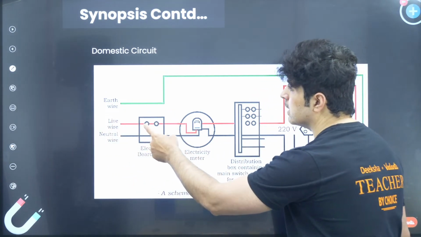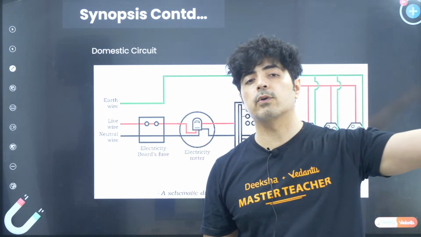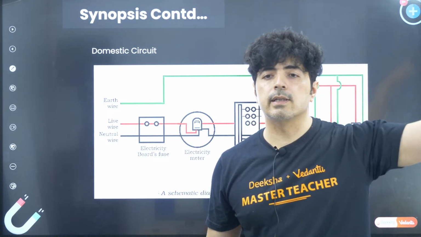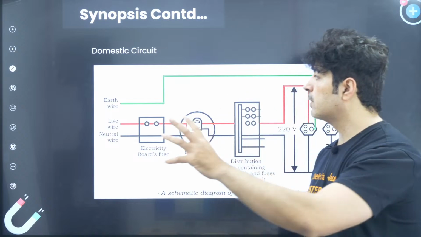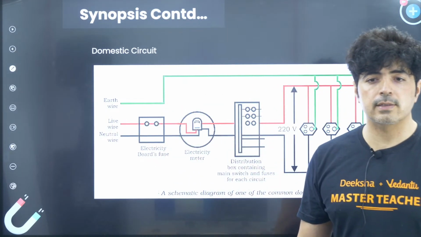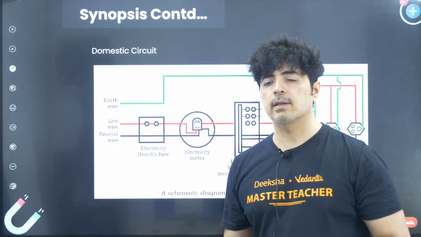On the live wire, initially one fuse is put. This fuse is outside your house, guys. Just imagine with me: the electricity is coming, and first they put a fuse which is outside your house. What is the job of a fuse? Important question, guys. We'll understand the fuse also in a minute.